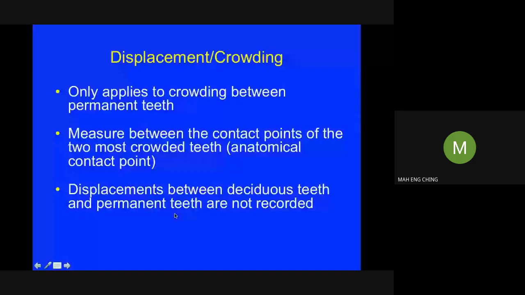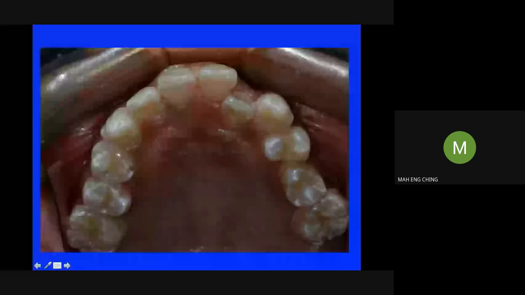So deciduous teeth we ignore. Like this one, the contact point is here, between the upper left one and the lateral incisor.